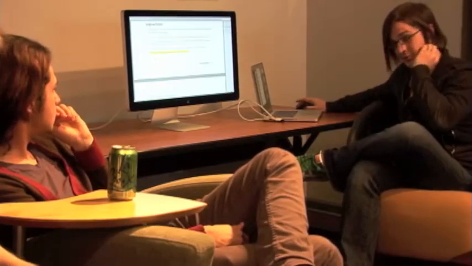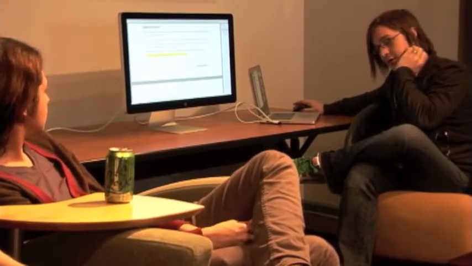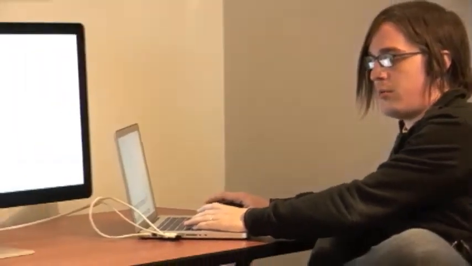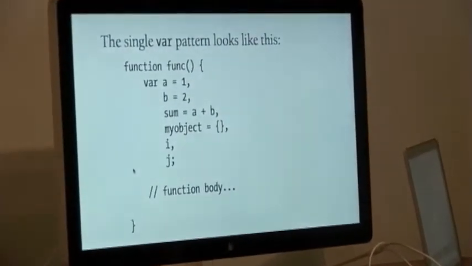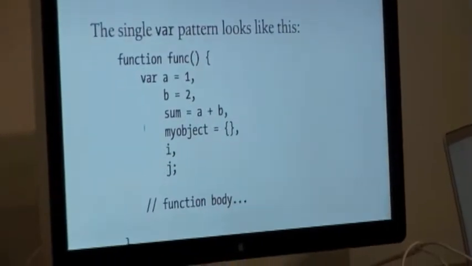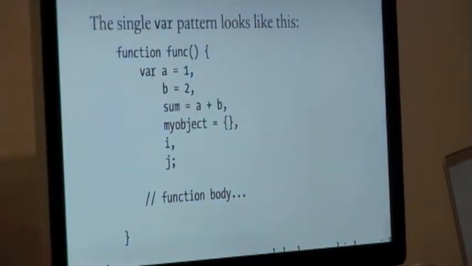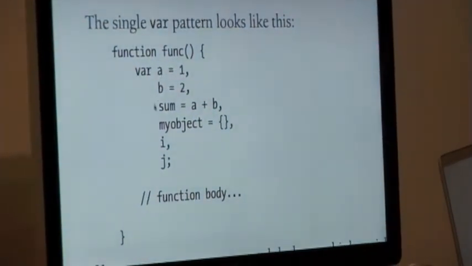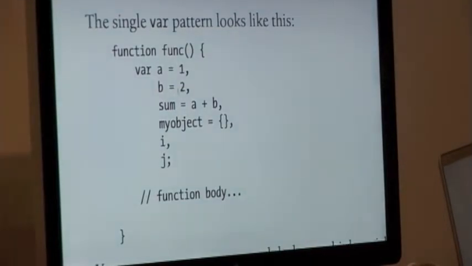So here's the single variable pattern. Shane and I have talked about this one a lot, because I don't feel like it's super necessary to do this, but it's really six of one, half a dozen of the other. The important principle is that you're declaring all your variables at the top of whatever scope they're working in. So this is the single var pattern. You have a var, then all of your variables with a comma at the end of the line and then indented.